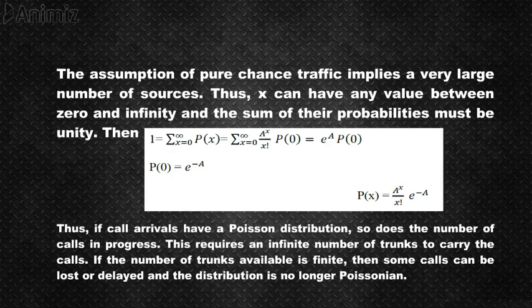So, this is the equation for the probability of number of calls arriving, which follows the Poisson distribution: P of x will be equal to a to the power of x by x factorial into e to the power of minus a. Thus, if call arrivals have a Poisson distribution, so does the number of calls in progress. For this condition to happen, we require an infinite number of trunks to carry the calls. If the number of trunks available is finite, then some calls can be lost or delayed, and the distribution is no longer Poissonian.